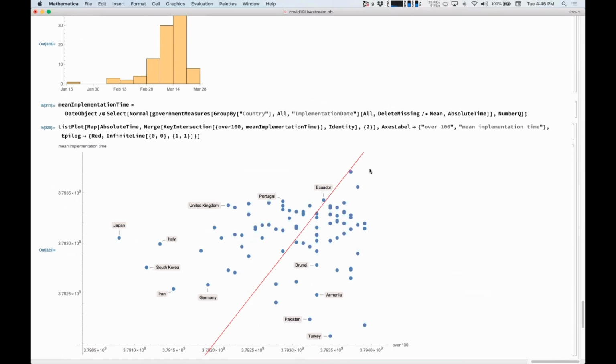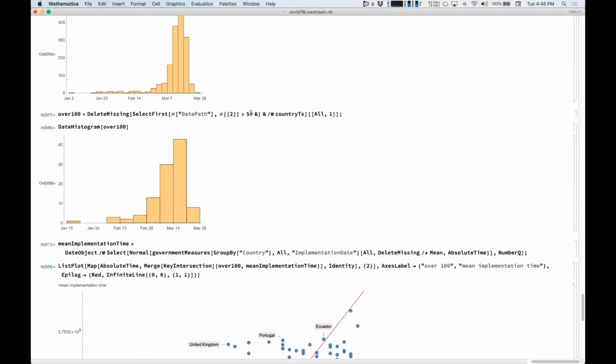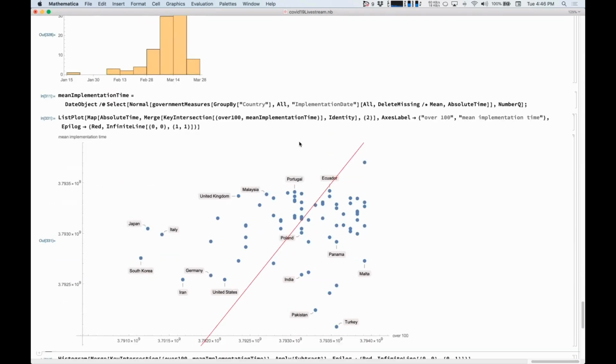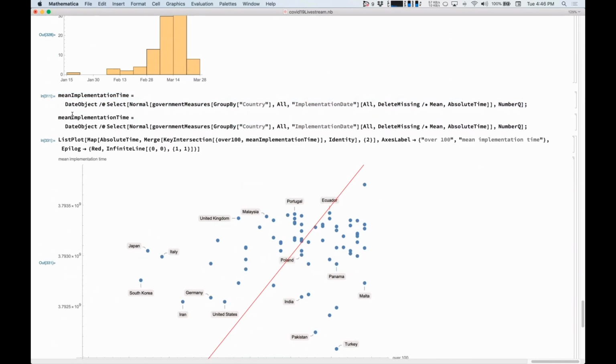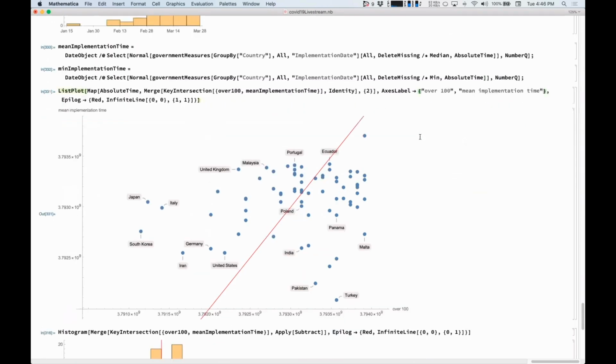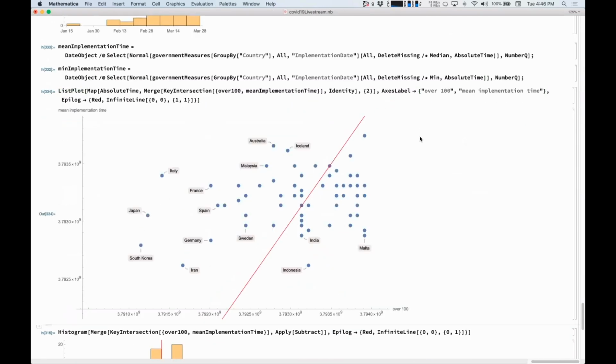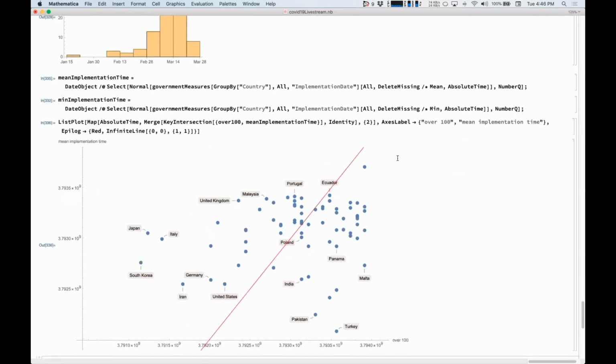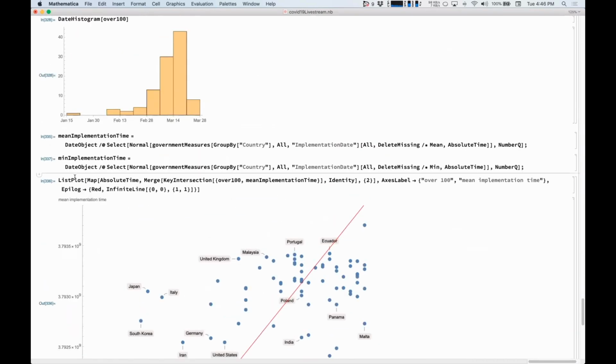Yeah. I think the other thing, keep a copy of that picture, and let's change it, instead of the mean, to the min of the date. In other words, the first measure that they implemented. Okay, we'll try min implementation time. Also, I just want to quickly try median, to see if it looks different from mean. Maybe a little, but not seriously. Okay, so then we have min.